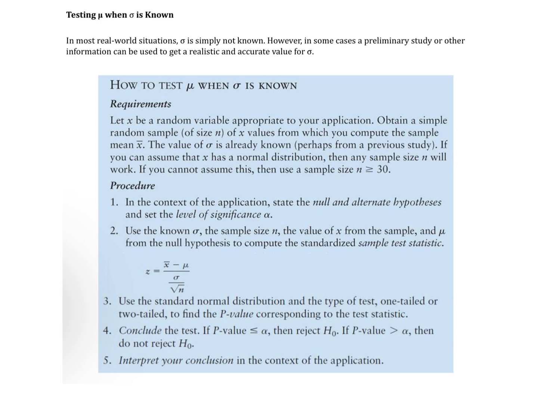It's not common that you know sigma, but in some cases, from preliminary studies or other information, you do know sigma. And in those cases, we will use a normal distribution. If you know that the data is normally distributed, then the sample size could be any sample size. If you don't know that it's normally distributed, then you have to have a sample size of at least 30 to use this method.